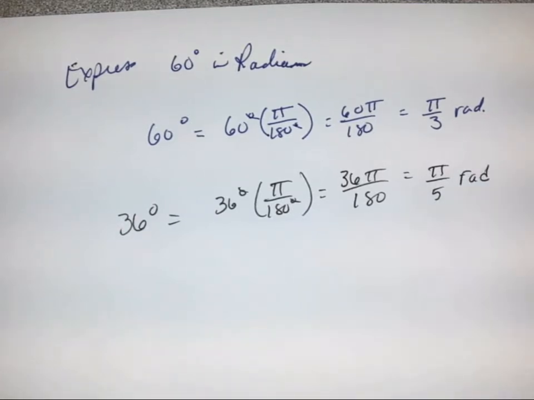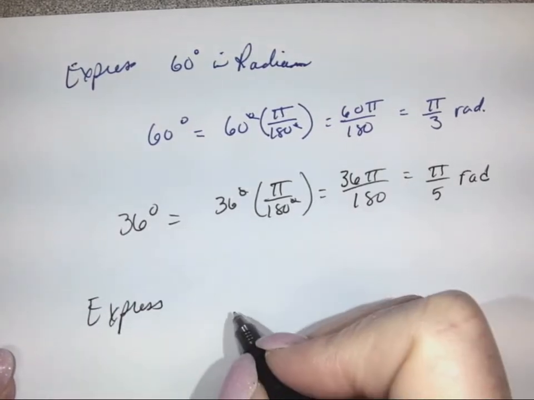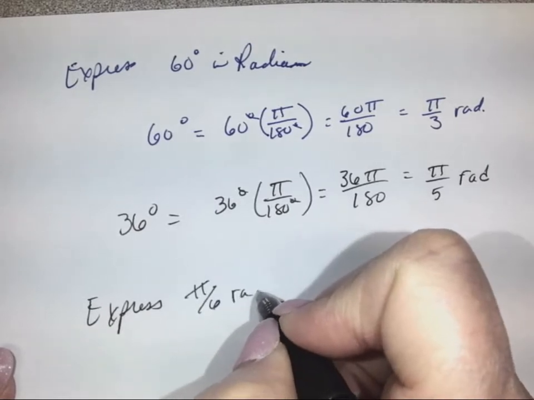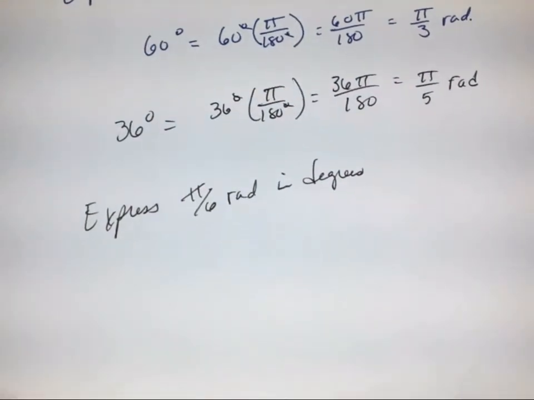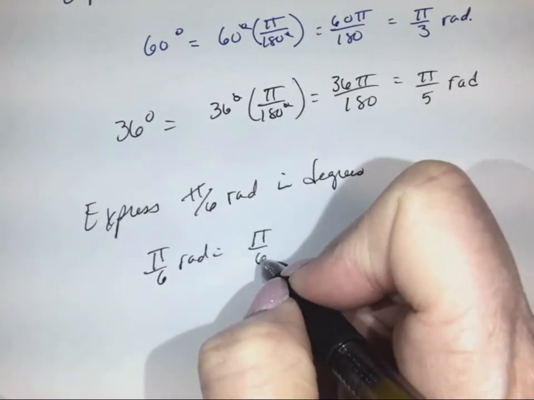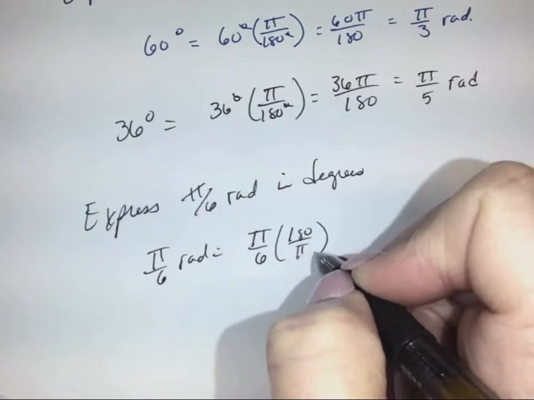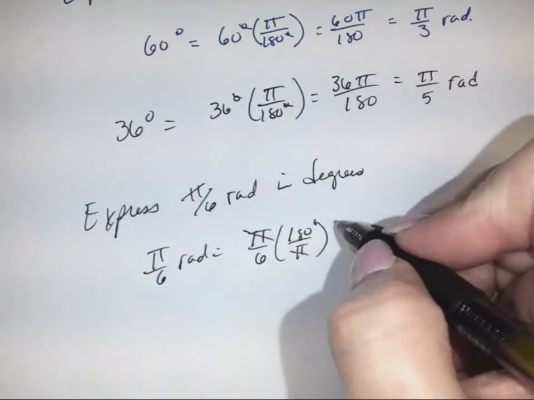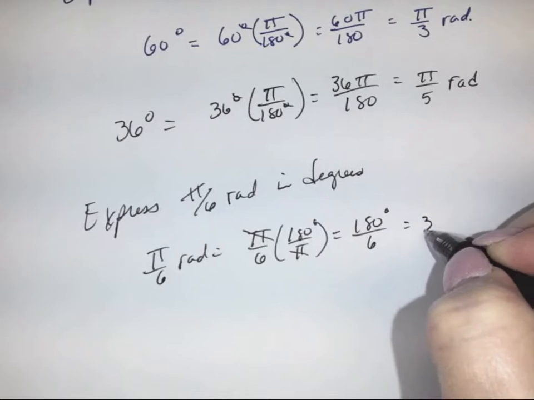Now we're going to go the other way. So let's express pi over 6 radians in degrees. So pi over 6 radians would be equal to our pi over 6 times 180 over pi. Remember, that's a degree up there. Our pi's will cancel. We're equal to 180 divided by 6, which will be 30 degrees.